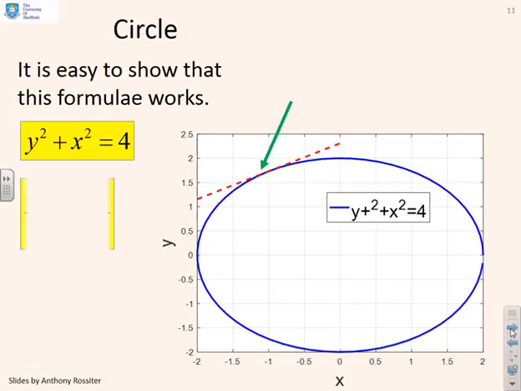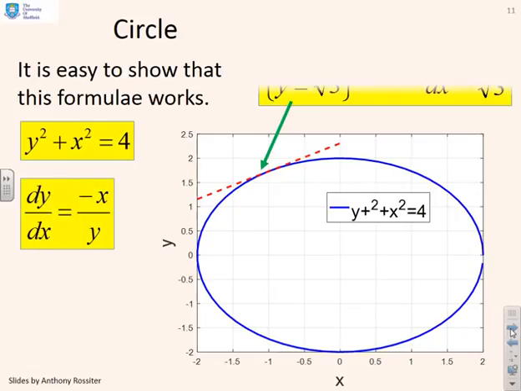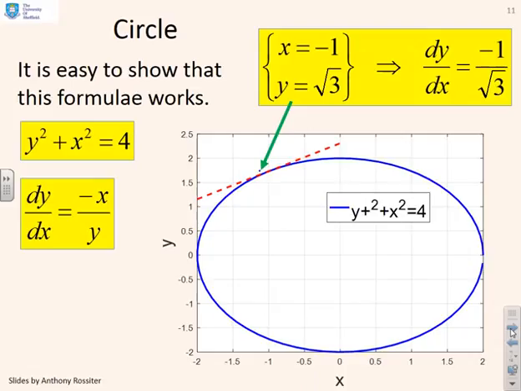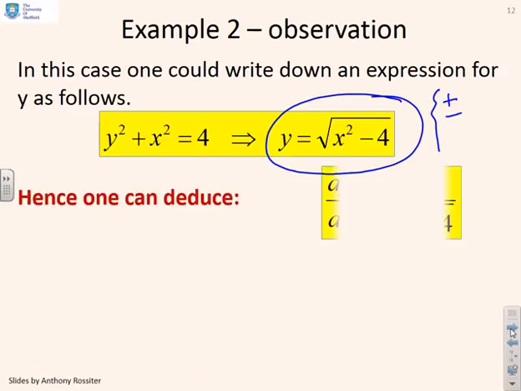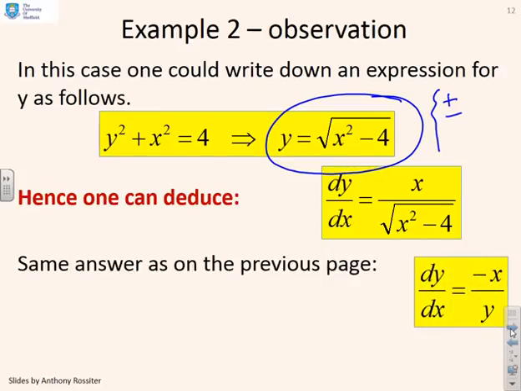And again, you note that the answer includes values from both x and y. Now it's easy to show that this formula works. So here, if dy dx is minus x over y, and here's an example of a particular point, x and y, and you can see what the gradient is. In this particular case, you could have derived an explicit expression for y in terms of x. So y equals the root of x squared minus 4. And I don't really want to get into issues of am I going to take the plus root or the minus root and so on. And hence you could differentiate this and find that dy dx equals x over the square root of x squared minus 4. And then you would find that actually this reduces to the same answer as on the previous page.